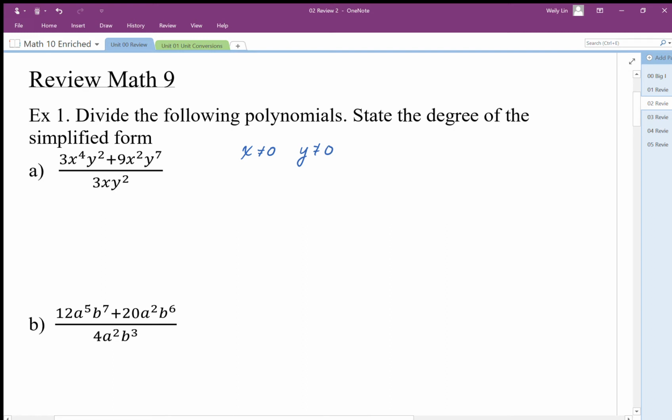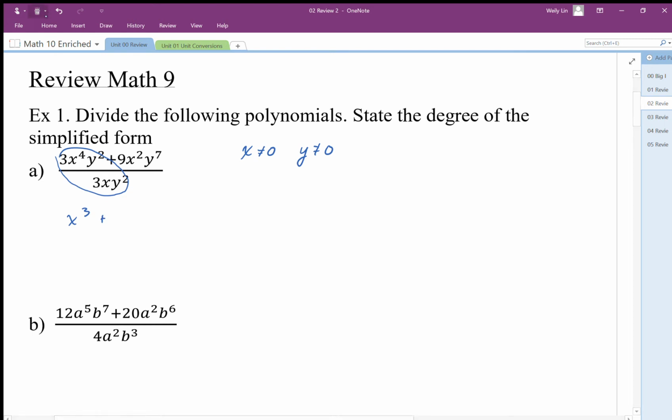Once we've done that, when we divide a polynomial, we need to distribute the division across that addition or subtraction, just like we would with multiplication. So we need to divide these terms. 3 divided by 3 is going to be 1. x^4 divided by x is going to be x cubed. And then y squared cancels out.